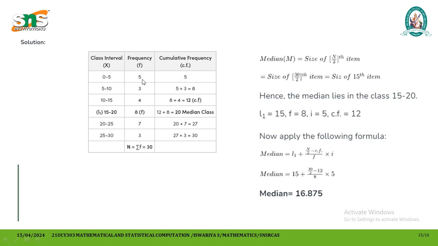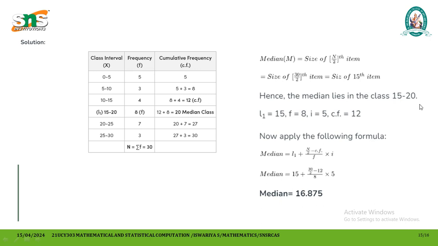I write the first number as the same. Then I add these numbers in the cross way. That is 5 plus 3 is equal to 8, 8 plus 4 is equal to 10. After that I find the summation f, that is the capital N value. Then we apply the n by 2 term. Here n is 30, so 30 by 2 is equal to the 15th term. In the cumulative frequency, the nearest number to 15 is 20. So the median class is 15 to 20.